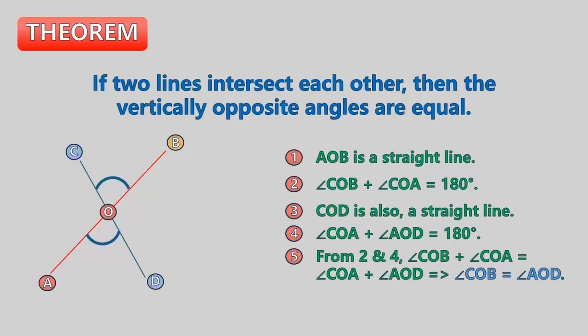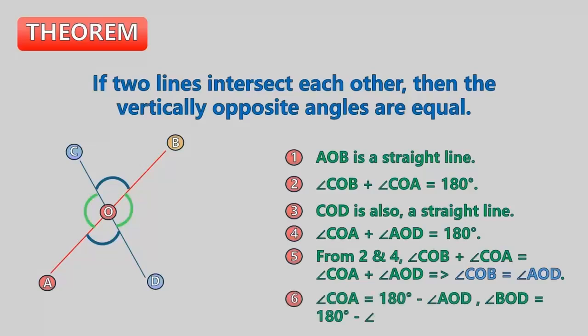To prove the east-west opposite angles are equal, angle COA is 180 minus AOD, right? And angle BOD is also equal to 180 degrees minus AOD, right? Because the first time we are considering the line COD, and the second time we are considering the line BOD. Since both are equal to 180 minus AOD, we have proved that angle COA is also equal to angle BOD. That means the horizontally opposite angles are also equal.